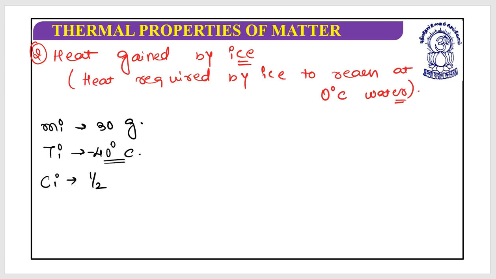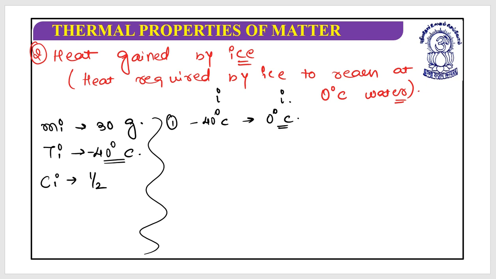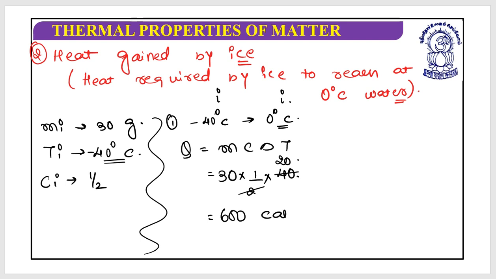So first what you need to do is convert this minus 40 to 0 degrees Celsius. This is the first task: minus 40 degrees Celsius ice to 0 degrees Celsius. In both states it is ice only. So when the state is the same but temperature is going to change, from minus 40 to 0, this will be given as Q = mcΔT. Mass is 30, c is half, ΔT is 40. This is 30 into 20, which is 600 calorie required to perform this task from minus 40 to 0.